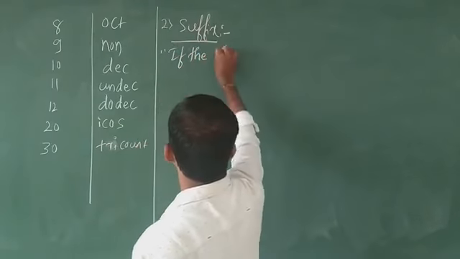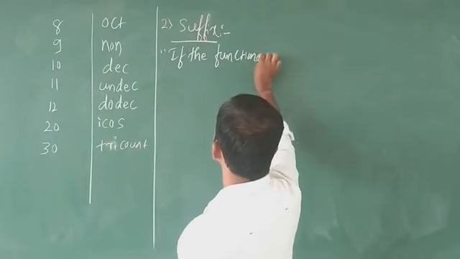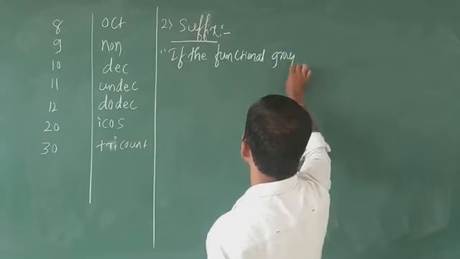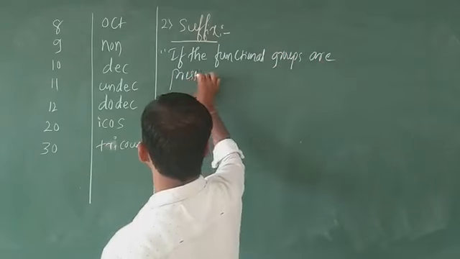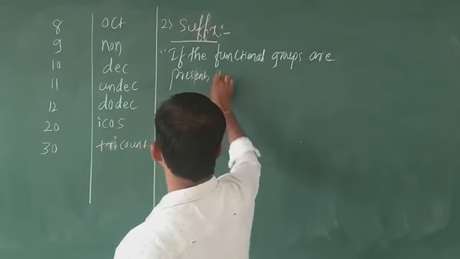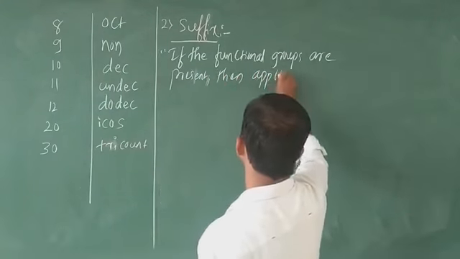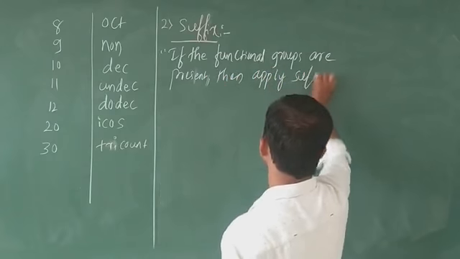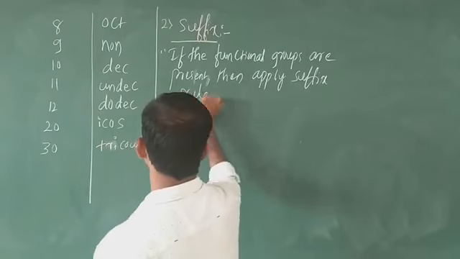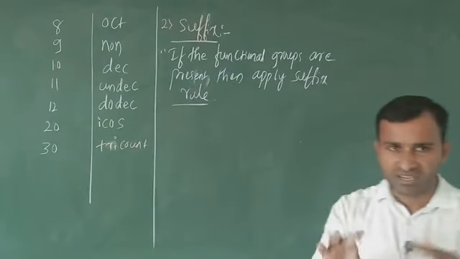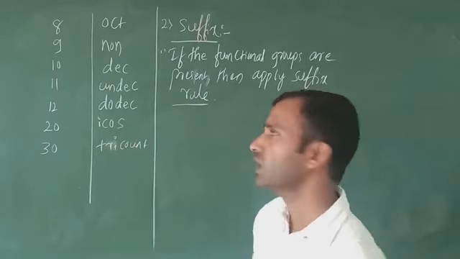If the functional groups are present, then apply the suffix rule. Then apply the what? The suffix rule, important. If the parent chain contains functional groups, you have to apply the suffix.